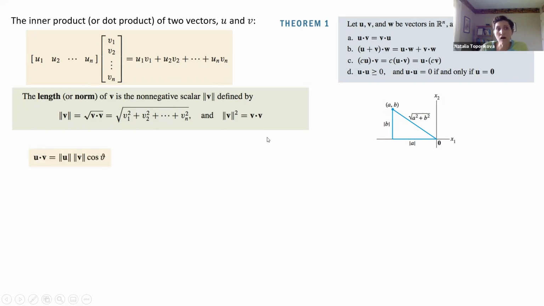When we define this length or norm of the vector, we can introduce an alternative definition for the dot product. If we have a dot product of vectors u and v, we get the same number when we multiply the length of vector u by the length of vector v and by the cosine of the angle between them.